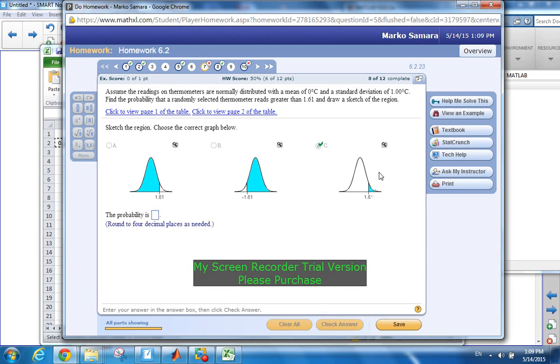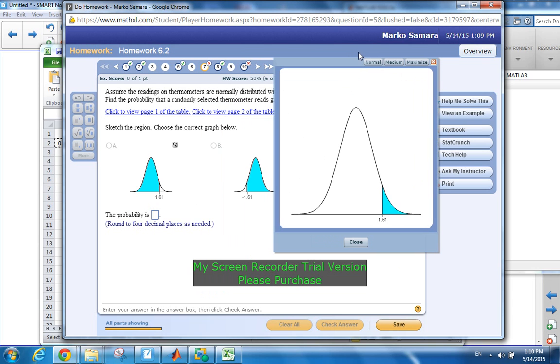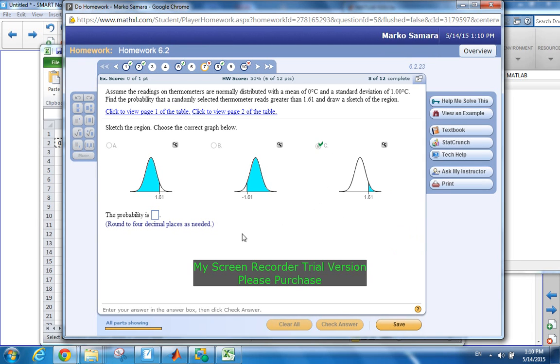Because the total area below the bell-shaped region is 1, this area here is actually 1 minus this non-shaded area. And the non-shaded area is the cumulative probability of getting a number from minus infinity up to 1.61. So what we are going to do is make use of the cumulative distribution.